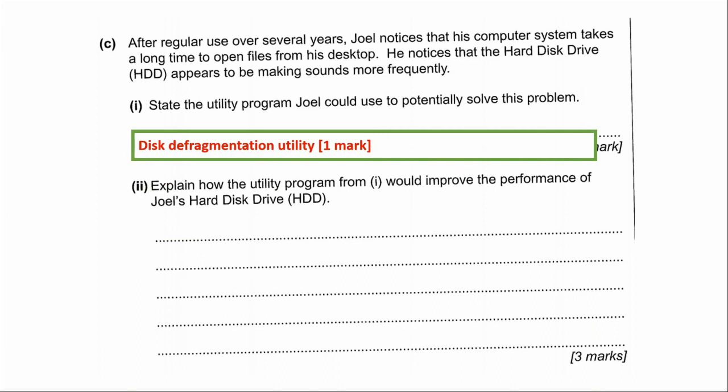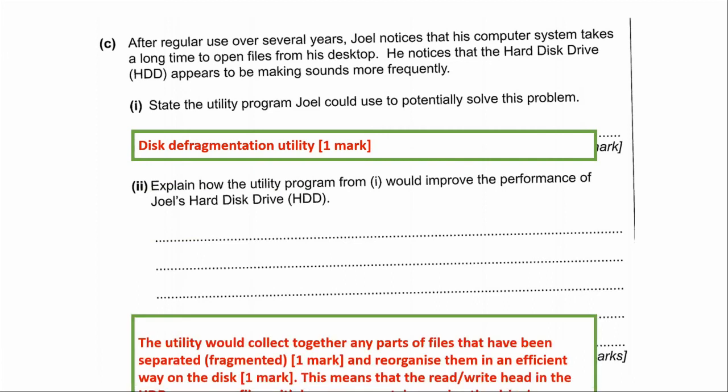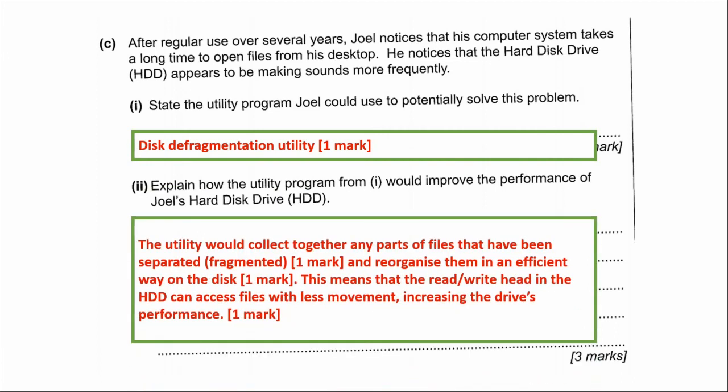So disk defragmentation utility is your first mark. Then the explanation is the utility will collect together all parts of the files that have been separated and reorganize them in an efficient way on the disk. This means that the read and write head in the hard disk drive can access files with less movement, increasing the drive's performance.